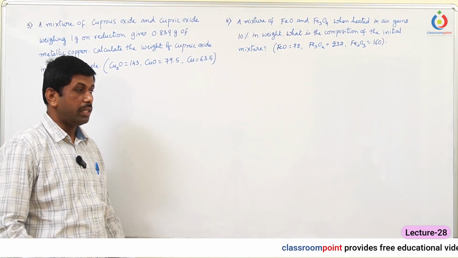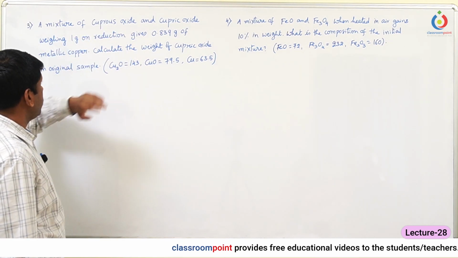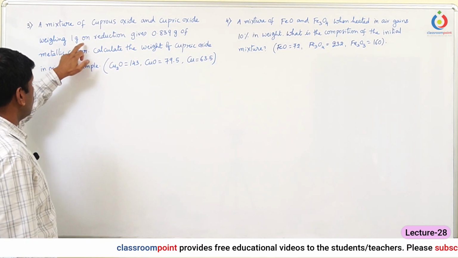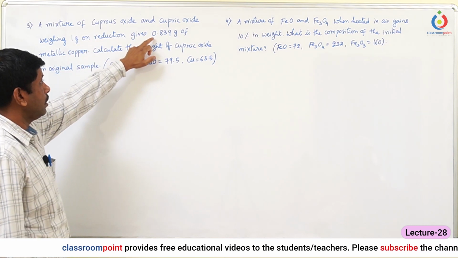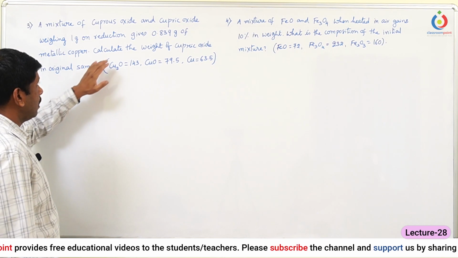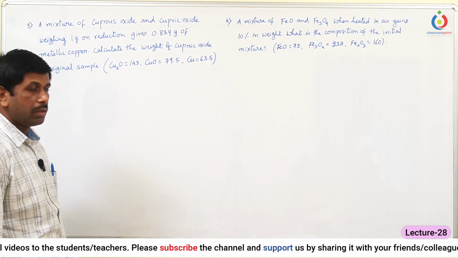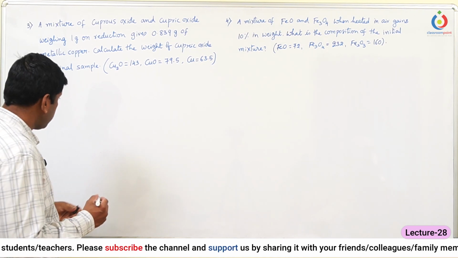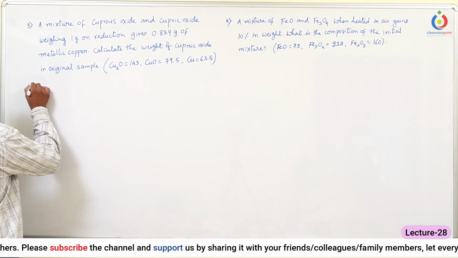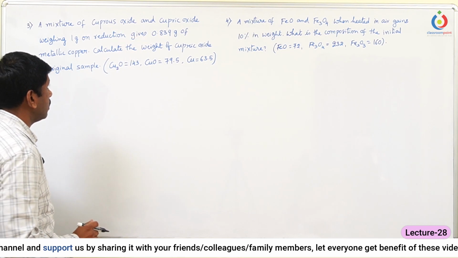Let us see one more question here. A mixture of cuprous oxide and cupric oxide weighing 1 gram on reduction gives 0.839 grams of metallic copper. Calculate the weight of cupric oxide in the original sample. So here two compounds are given. Let us take the solution: cuprous oxide and cupric oxide.